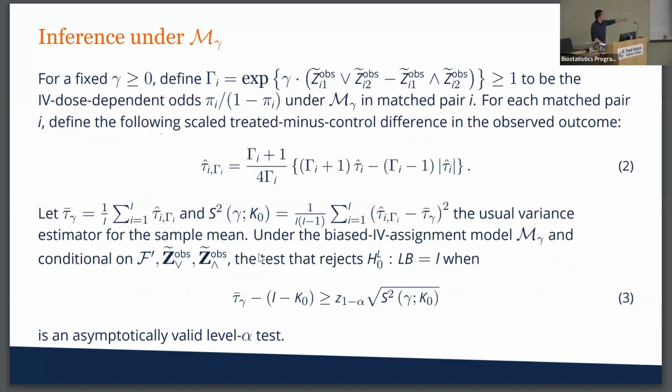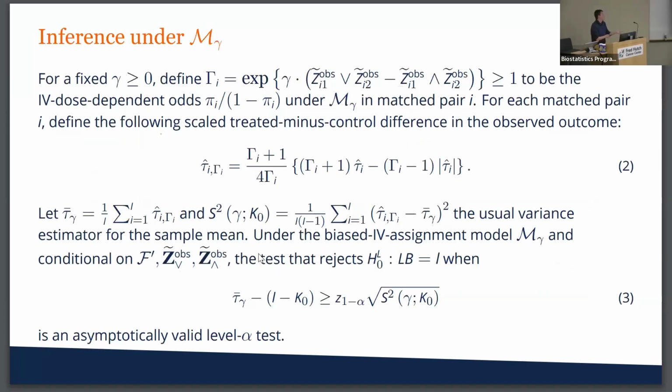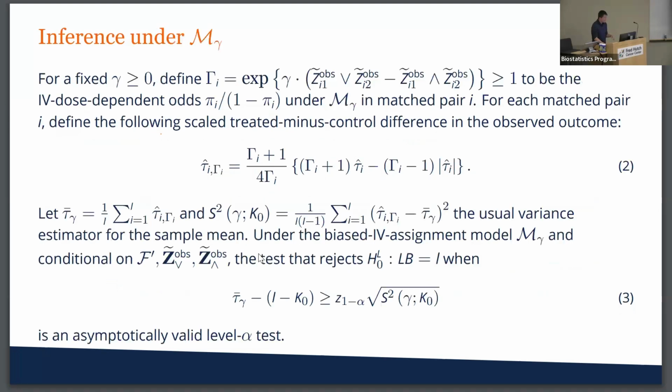Anyway, long story short, we can also derive a lot of inference under this biased randomization model. It's a little bit novel because this is reminiscent of the Rosenbaum bounds, but they typically operate under a binary treatment. We generalize it to allow the extent of maximal deviation from half randomization to depend on the ID dose, which I think is a reasonable thing.